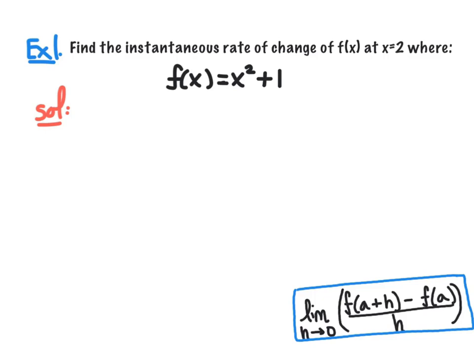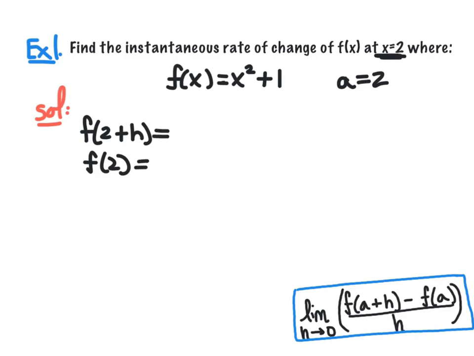And so let's do a few examples so we can see how to compute the instantaneous rate of change. Let's suppose we have a function f of x given by x squared plus 1, and I want to compute the instantaneous rate of change at x equals 2. So down here I've written the formula, and so we have to find a few things. In our case, since we're doing it at x equals 2, that means that our a value is given by 2. So we have to find what f of 2 plus h is and what f of 2 is, of course, before we can input anything into the formula.